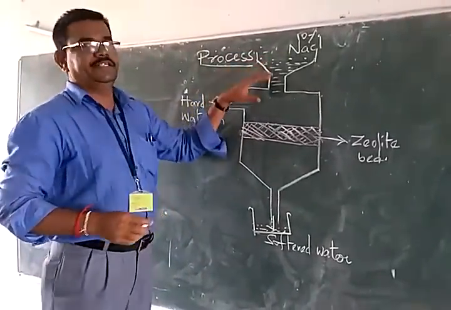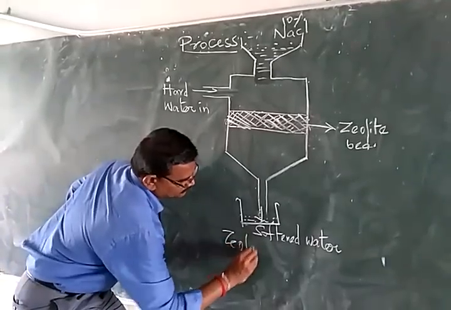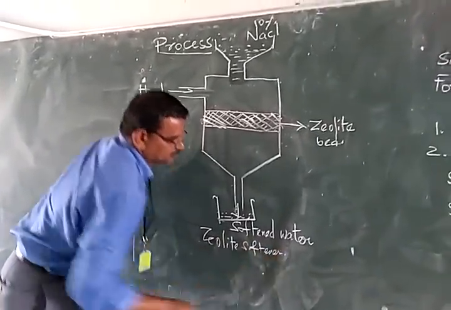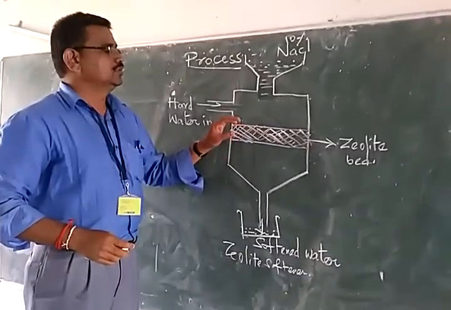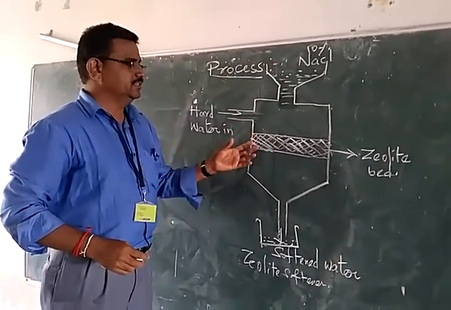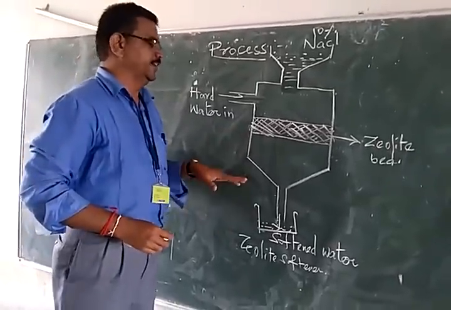The tank is the zeolite softener. This means the sodium zeolite is used to exchange or remove calcium and magnesium, thereby the hardness is removed. This process is known as softening.